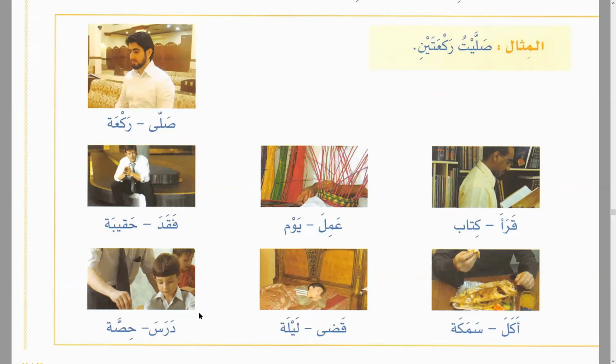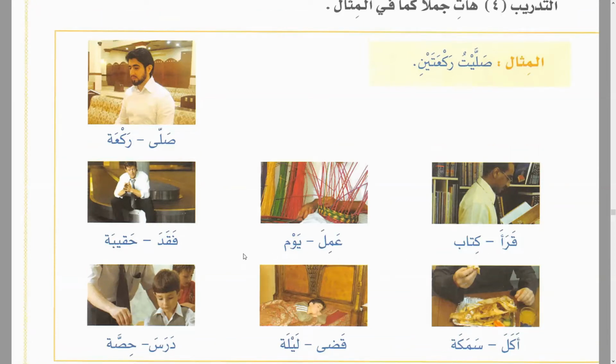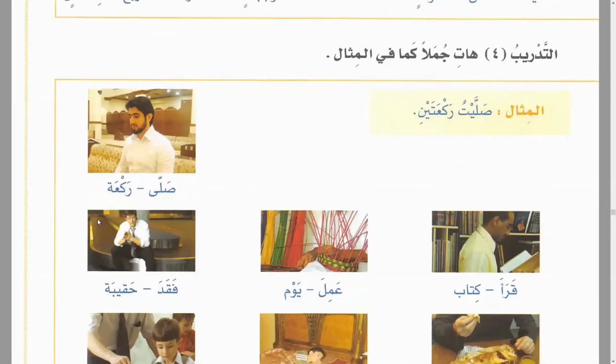Darastu hissataini. I studied for 2 periods. This is what it is. Qara'tu kitabaini, amiltu, faqadtu, akaltu, qadaitu, darastu. And then we should make it dual. And not the Yawmani type, the marfu type, no, the mansub type, because this is the object, right? Amiltu yawmaini, faqadtu haqibataini, akaltu samakataini, qadaitu laylataini, darastu hissataini, sallaytu rak'ataini.